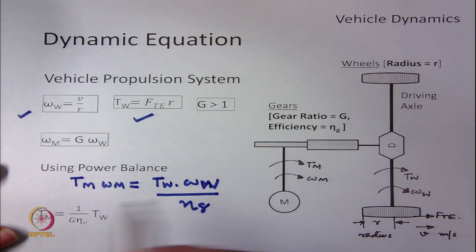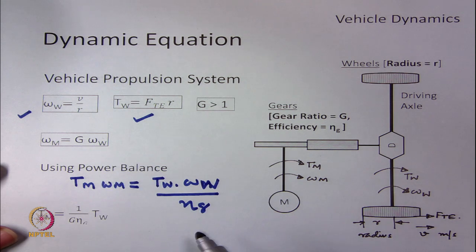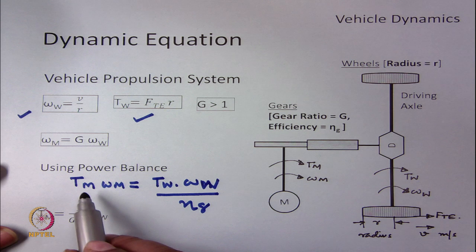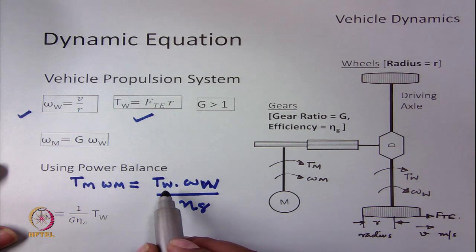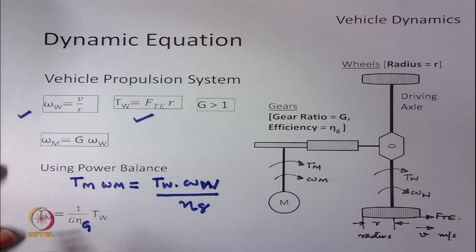Since we know the relation between omega m and omega wheel, we can find the relation between Tm and T wheel as this. Tm will be 1 by G eta G into T wheel. Here we can see that the motor torque is lower compared to the wheel torque, since it is divided by G and G is greater than 1.